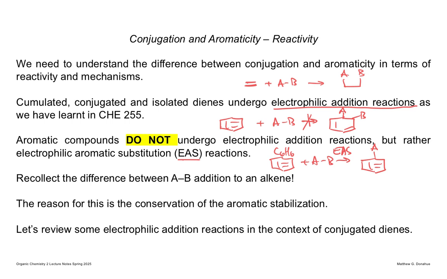The reason there's a difference from this case right here, what happens in this product is you're losing the stabilization due to aromaticity because you no longer have that conjugated system. When you do electrophilic aromatic substitution, the ring still ends up as being an aromatic ring. And you're not giving up the stabilization due to the conjugation part.